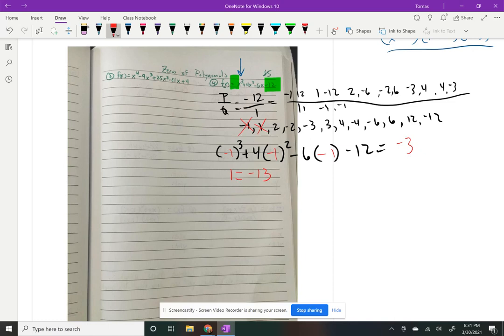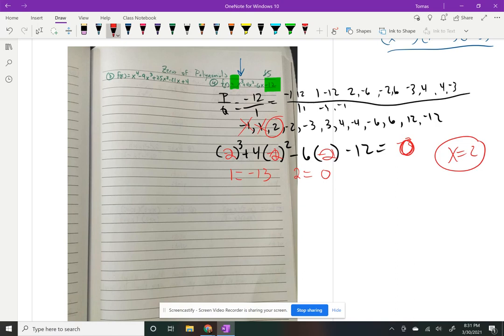This one doesn't work. If I choose 2, lo and behold, 2 actually works. So if I was to plug in 2 here, all the way through, I would get a result of 0. So that means x equals 2. So that is one of my zeros, and that is one of my factors, right?